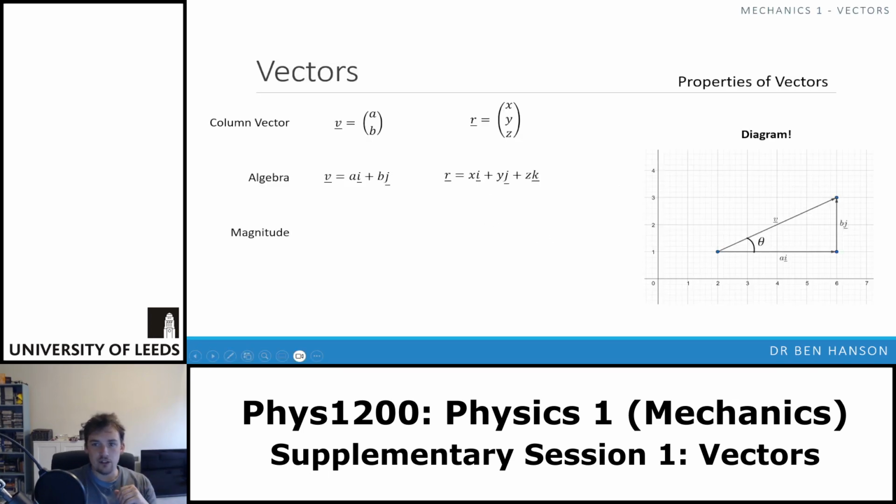But they have a magnitude, they have a size. So here, V, we can work out its size, can we not? Because we know that it's A across in the X direction and B up in the Y direction. That's a right angle triangle. Cartesian coordinates make that easy for us. We can make a right angle triangle out of this. So we can say that the magnitude, the length of that line is what?